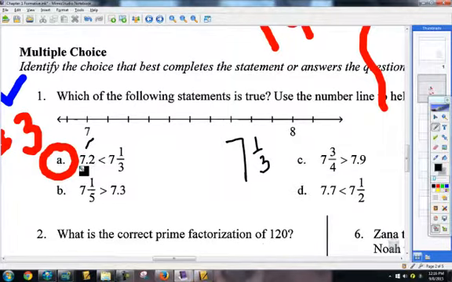So this would be 7. The decimal is an and. So 7 and 2. And then what place value does 2 have? Tenths. 7 2/10. And there we go.